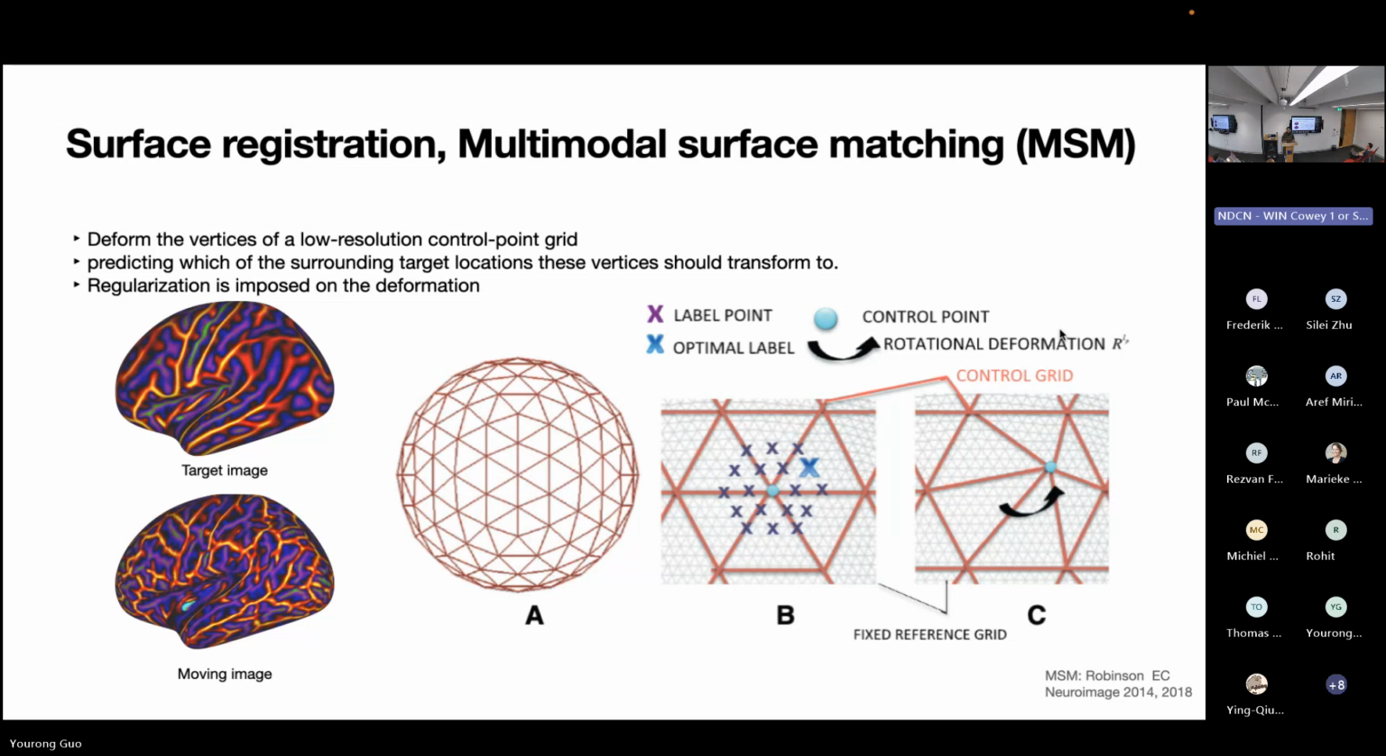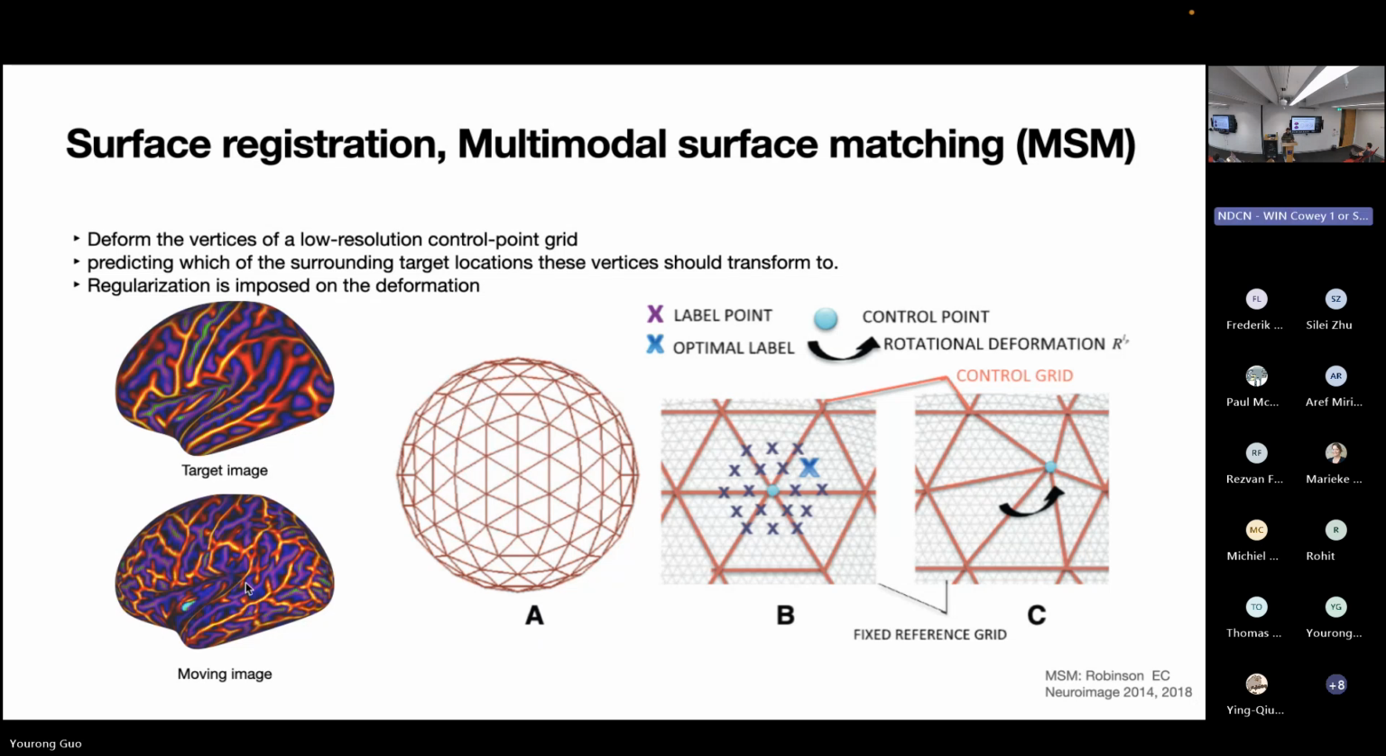I would use the MSM as an example because it's the key surface registration adopted in the HCP pipeline. So the surface feature could be the folding patterns or the functional patterns, and they can all be used to drive the surface registration. And here I'm using a folding-based registration as an example. This is the curvature view of a moving image, and now our goal is to align this moving image to this target image.